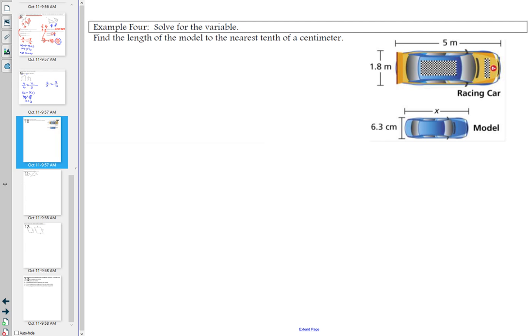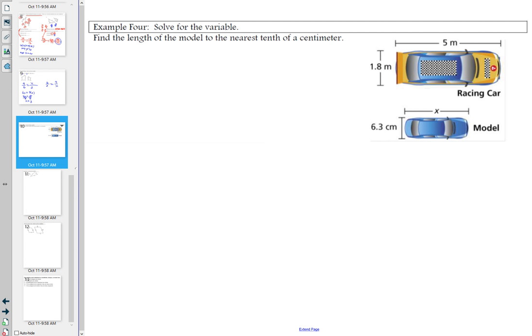All right, word problem. Find the length of the model to the nearest tenth of a centimeter. They don't tell us that they're similar, but I guess it's safe to assume that they are, because they're both cars. This is a racing car, and this appears to be a model of the same racing car, even though it's not painted the same. And models, like little toy cars, tend to be to proportions.